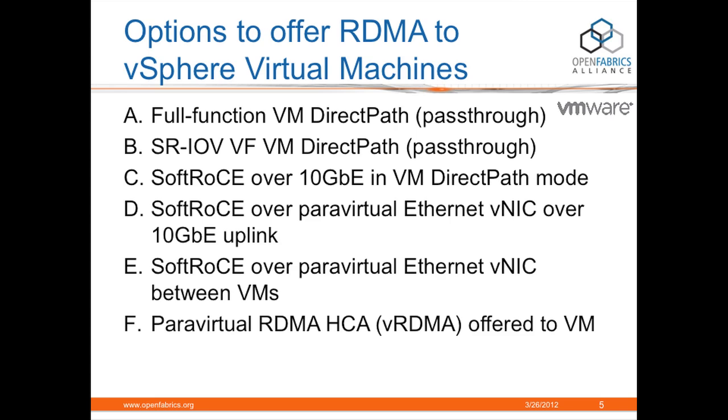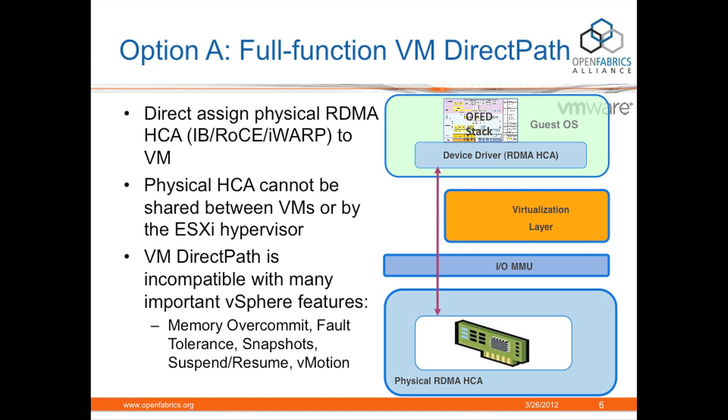So let's jump into them. Option A is to offer full function VM DirectPath, which is also known as pass-through, where you punch a hole through the hypervisor and directly expose your physical RDMA capable HCA, whether it's InfiniBand, iWARP or RoCE, straight to the guest. This requires IOMMU support on your platform. So DMAs are happening directly from the HCA to guest memory, with the hypervisor not knowing anything about those.